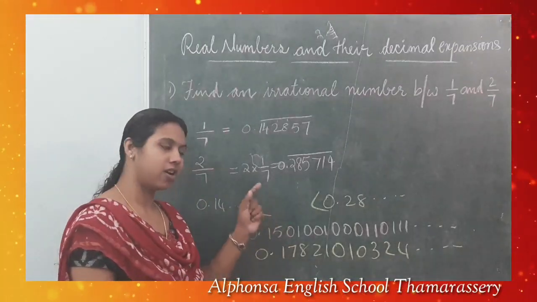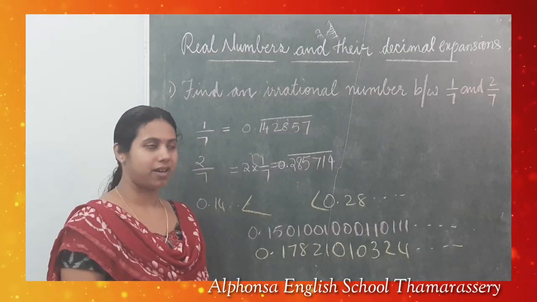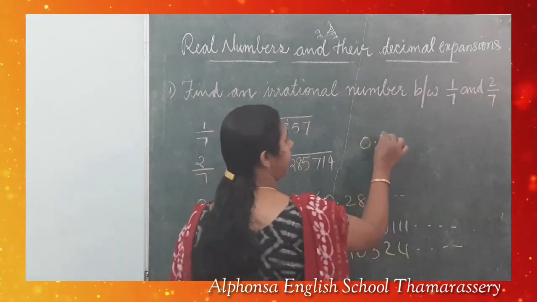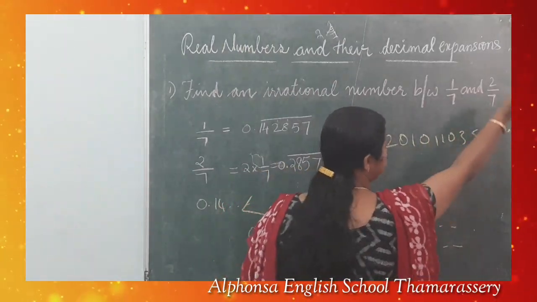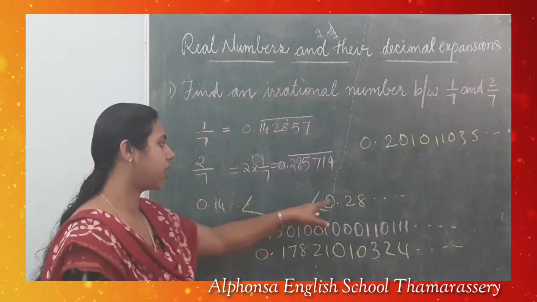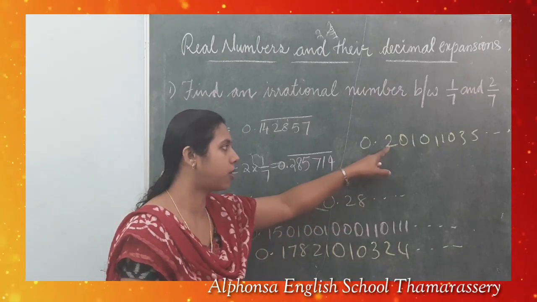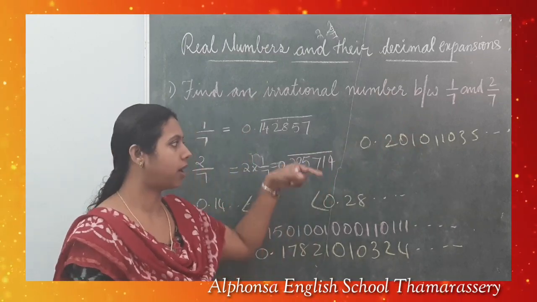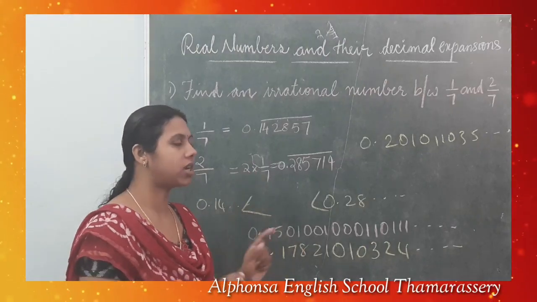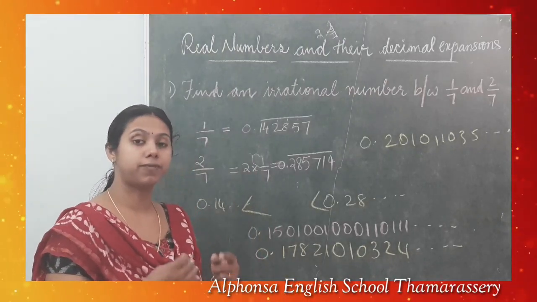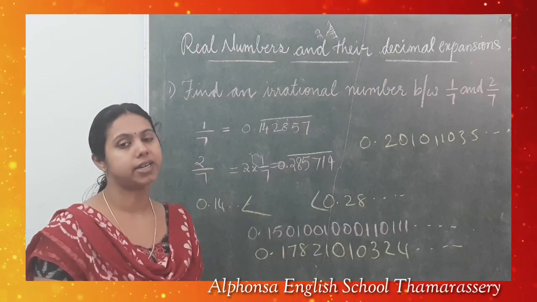So these all are non-terminating and non-recurring. Another example you can write: 0.2010111035 etc. That's also smaller than this number. So here 0.28, but here 0.2010 like that. The block of digits is not repeating, so it is non-terminating, non-recurring. So infinitely many numbers you can write between these two rational numbers.